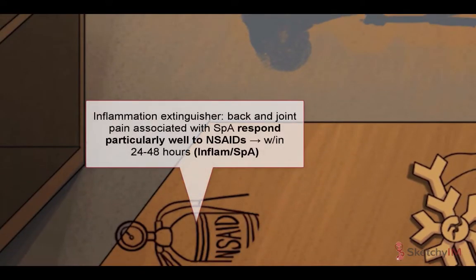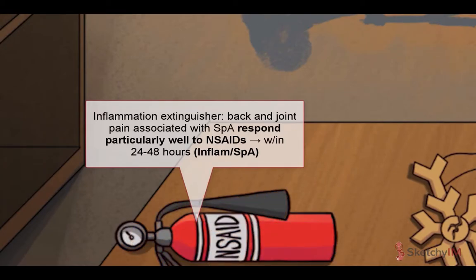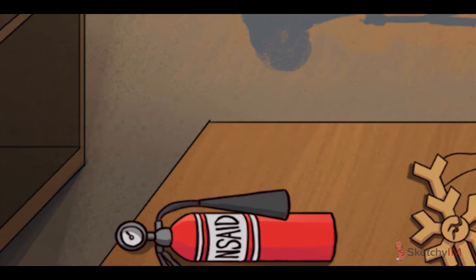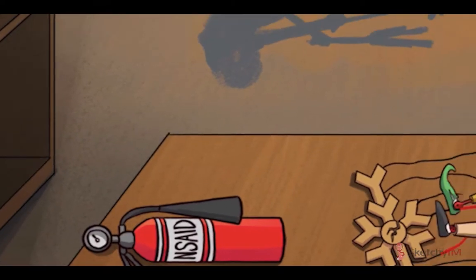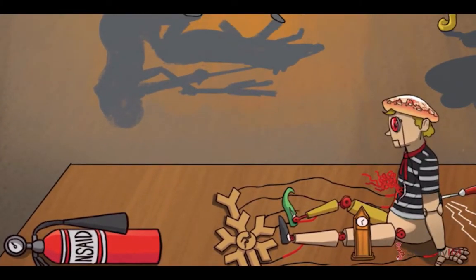Back and joint pain that responds particularly well to NSAIDs within 24 to 48 hours is another pretty characteristic feature of spondyloarthritis. So let's add an inflammation extinguisher in the foreground here. Can't be too safe. Well, that's about it. That sums up spondyloarthritis. Now let's go through that Paris mnemonic, highlighting each of the conditions that are associated with this vast array of clinical features.